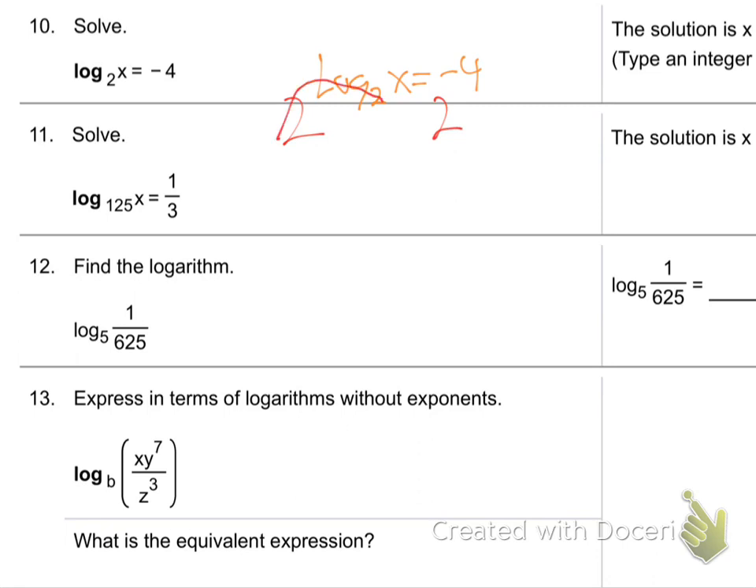Remember, logs are the opposites of powers, aren't they? That's what logarithms are. They're inverse power functions. It's like a poison and an antidote. What happens if you're bit by a poisonous snake? You need an antidote. That's how logs and powers work. It's the antidote. So x equals 2 to the minus 4.